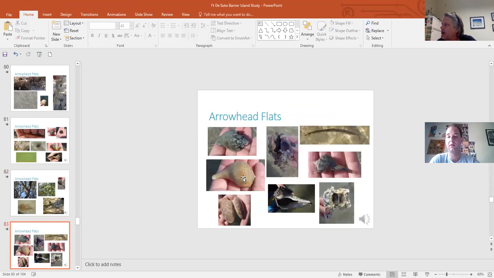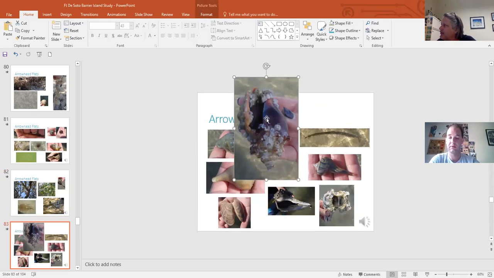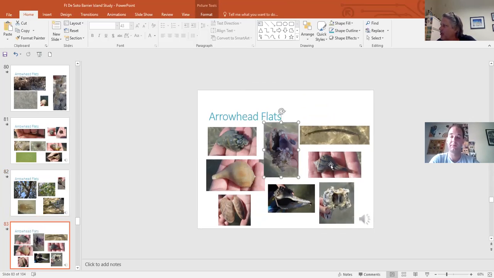So there's crown conch, pear whelk, another Venus. Ooh, this guy's awesome, the Florida fighting conch. This one's covered in barnacles, but he's a good one. Another lightning whelk, left-hand aperture.